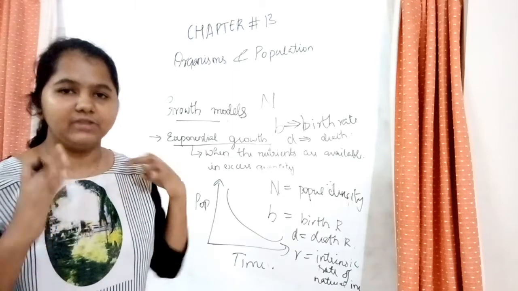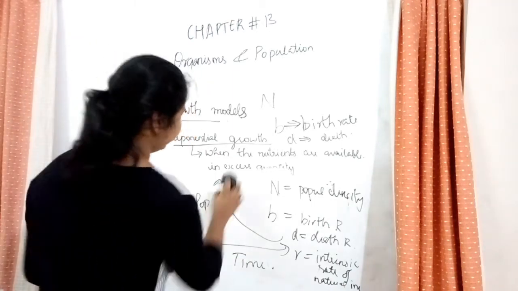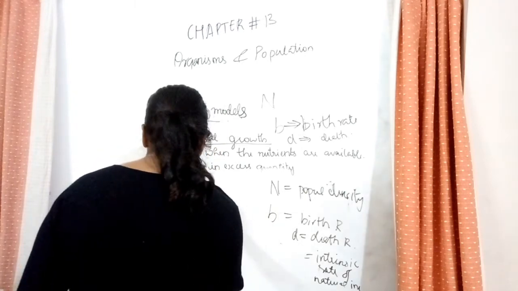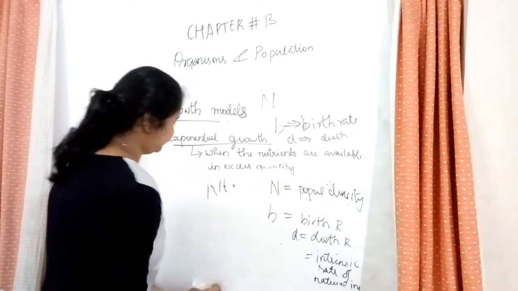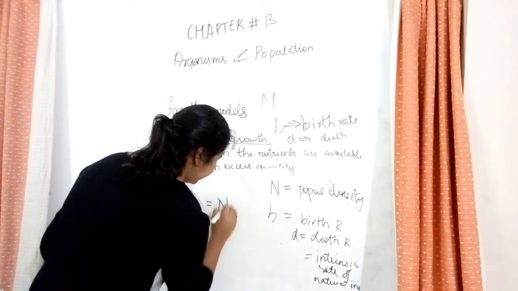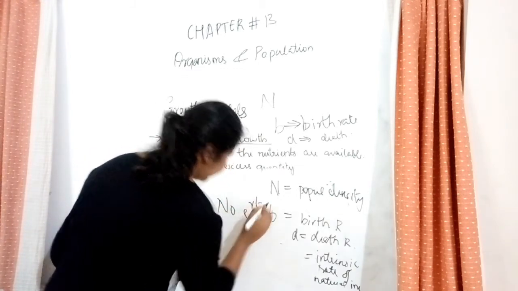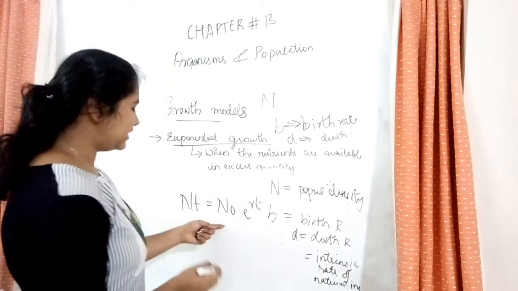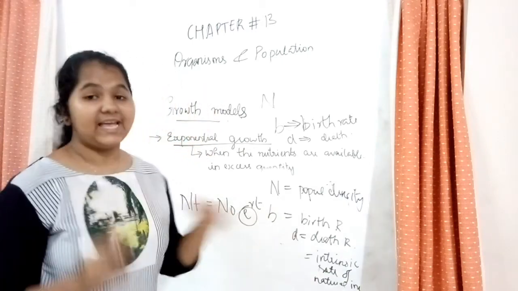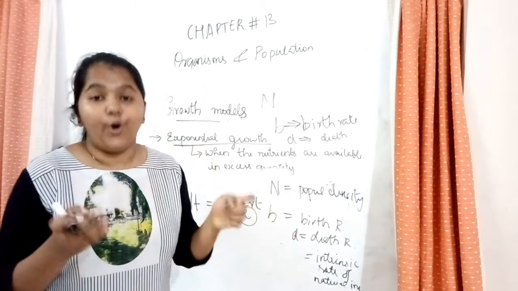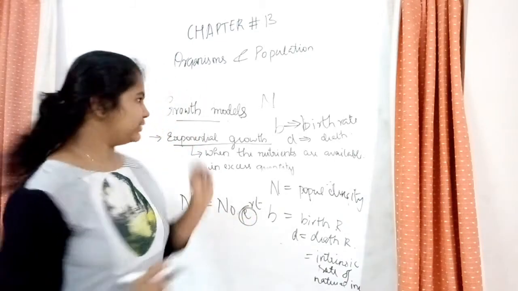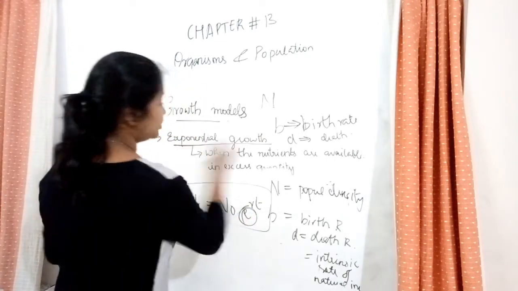So we found a midway equation. Now we have to find the final equation. So let's write the final equation. That is N_t is equal to N_0 e^(rt). So we discussed what is N, we discussed what is r, what is t, etc. So what is e? The base of the exponential logarithm is e. Okay, so that is the exponential growth model.